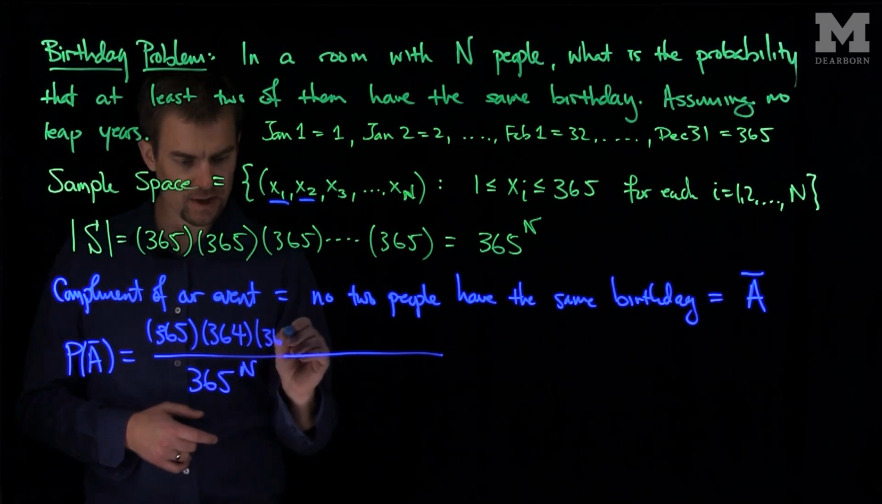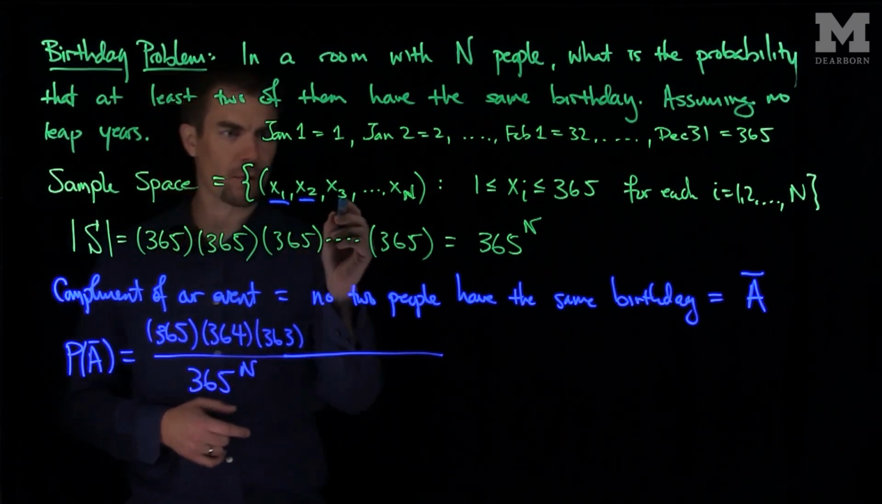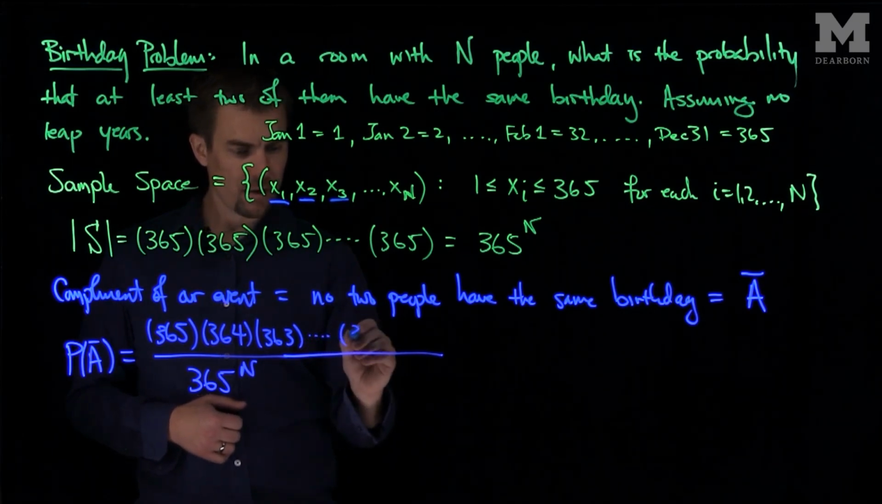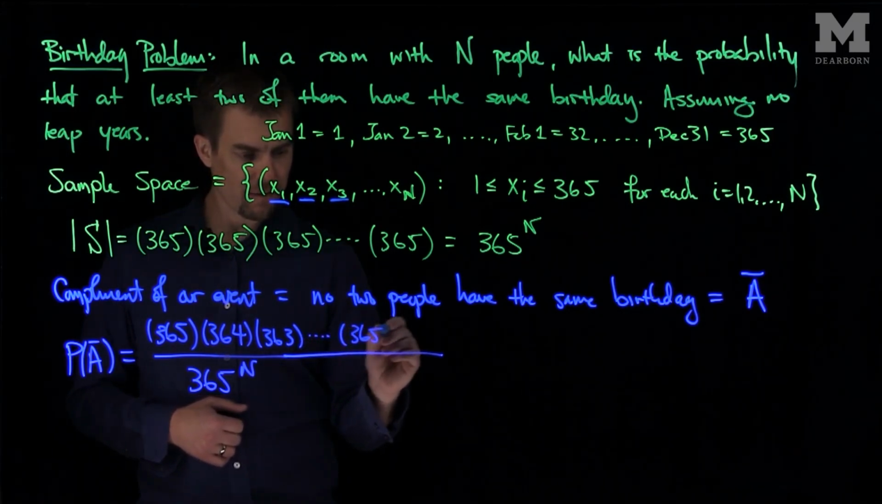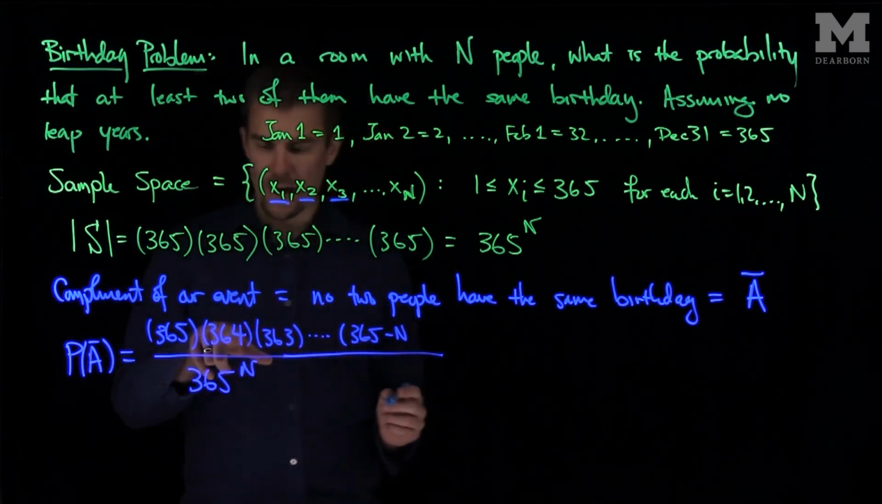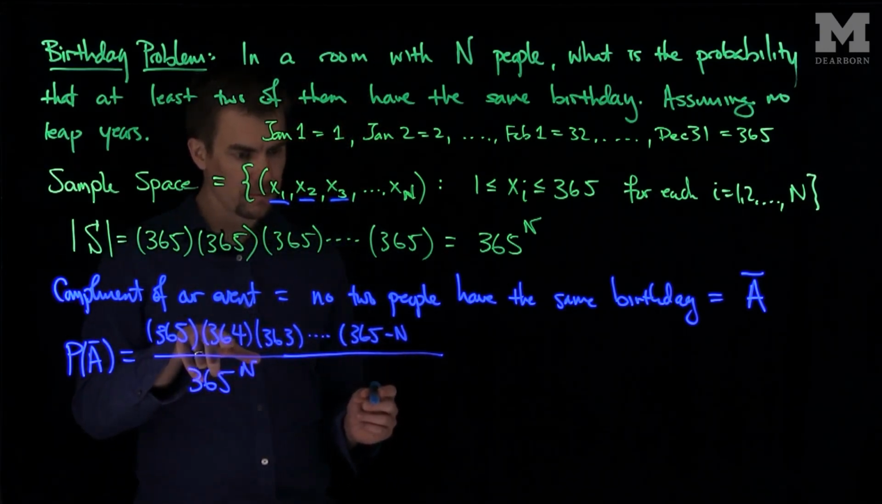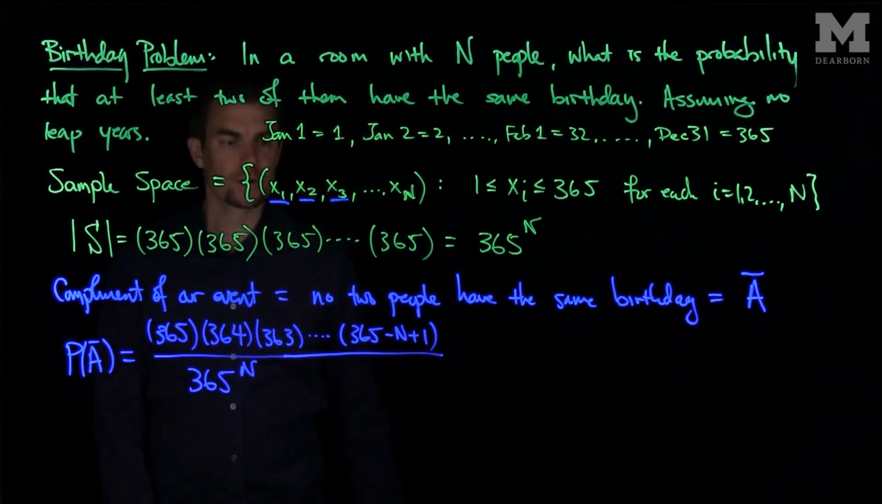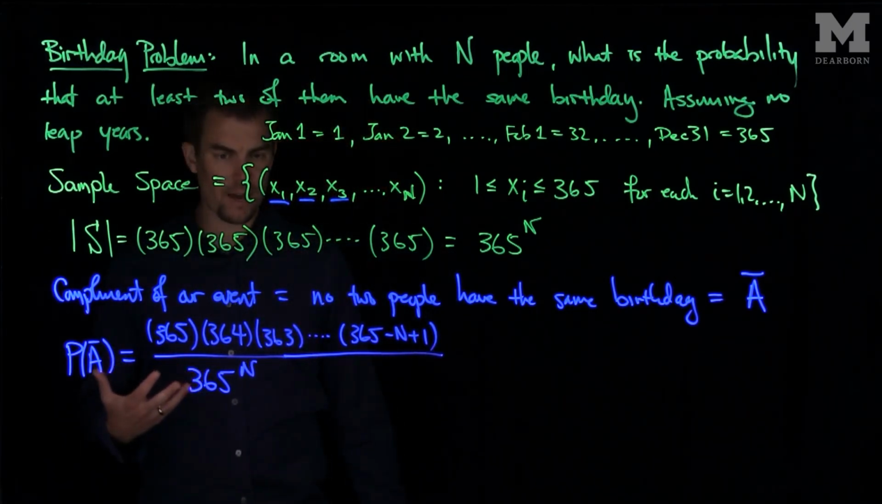Then 363 for x3. And there are n factors, so we'll have 365 minus n. But if n was equal to 2, I would need a 364, so we need to add a plus 1 here to get the number right. So this is the probability of A complement.